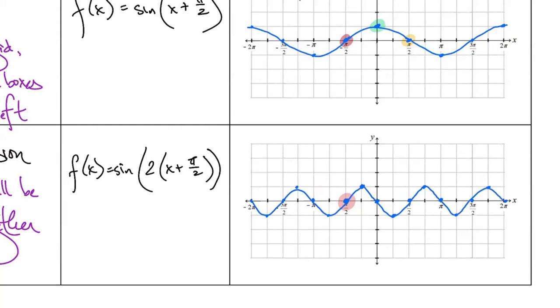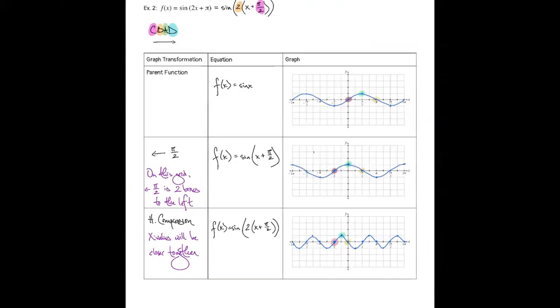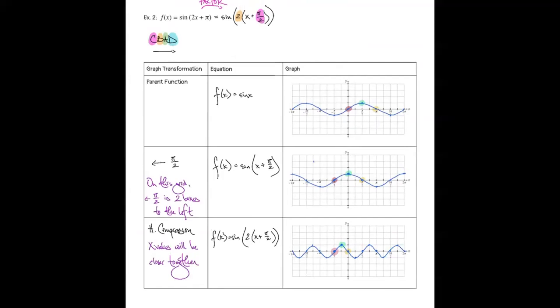And we can see again that this green point is half as close. The yellow point is half as close, right? So we can see actually every single step along the way to get to our graph, okay? Any questions about example 2?